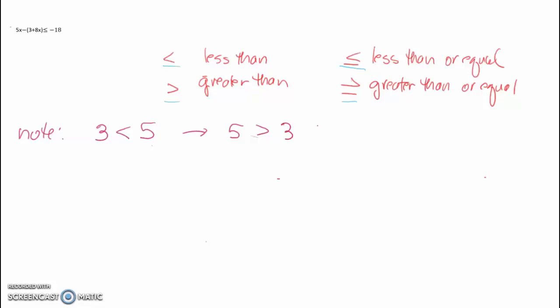So if you have, let's say, 2 is less than or equal to x, it's easier if you have an x in your inequality to put the x on the left. It's much easier to read. So if 2 is less than or equal to x, then x is greater than or equal to 2.